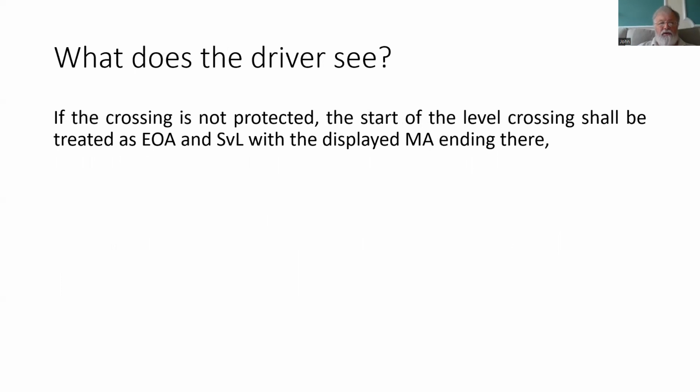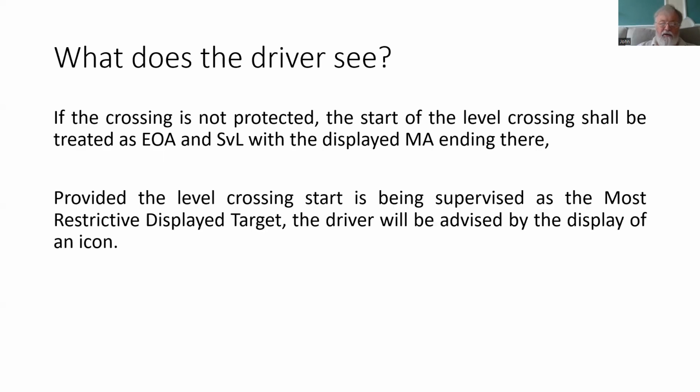So what does the driver see? Well, if the crossing is not protected, then the start of the level crossing is treated as the end of authority and supervised location, and the displayed MA will end there. It will be shown in the planning area as ending, and there will be the relevant countdown distances around the speed gauge.